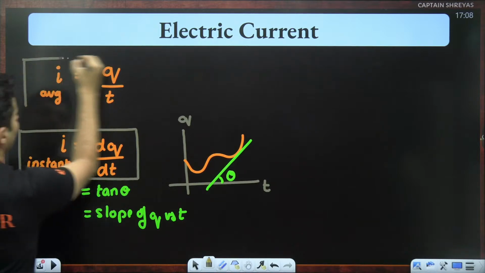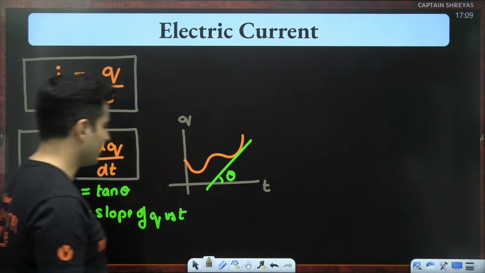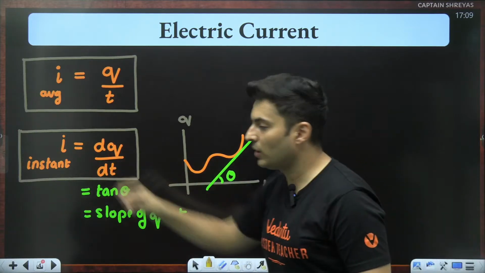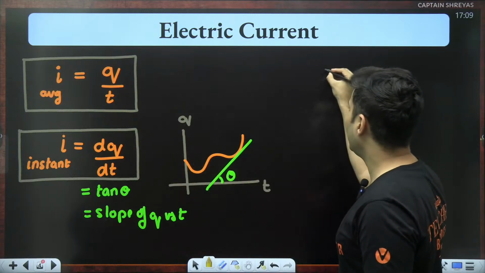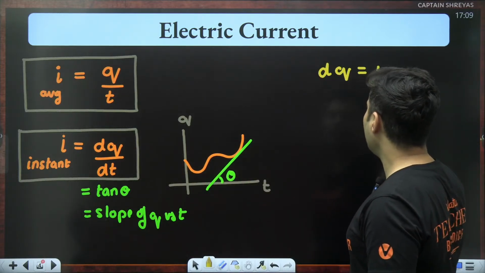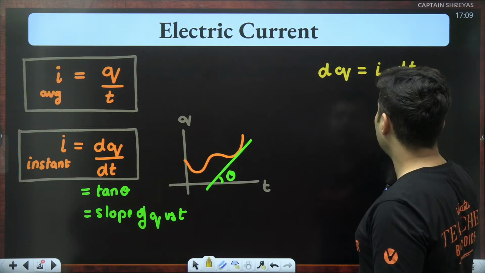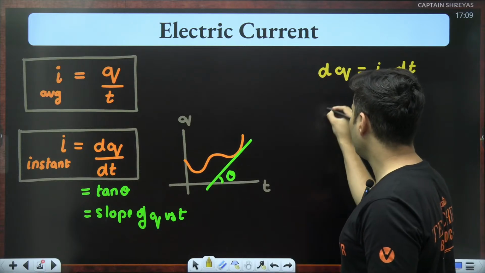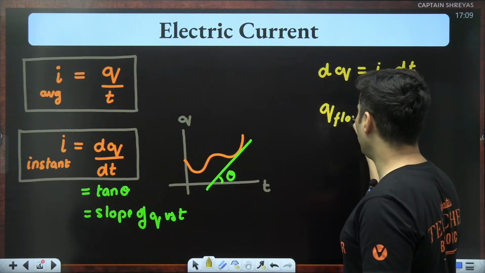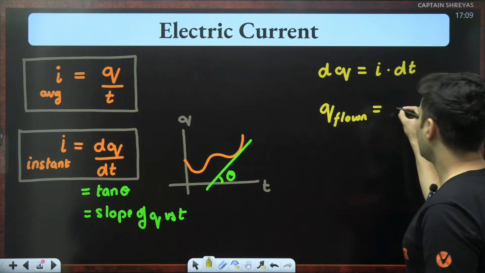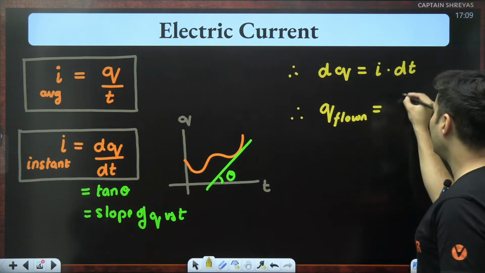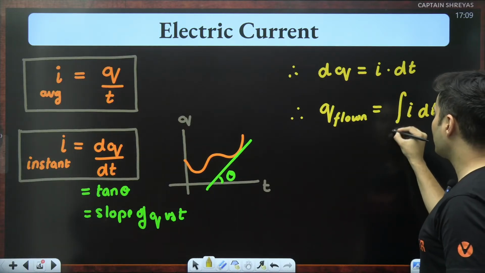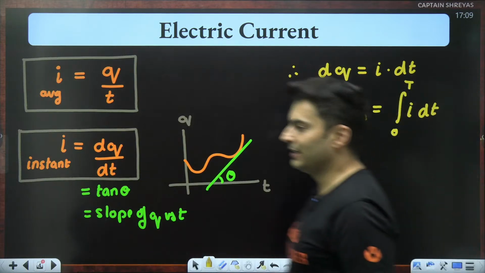This was your average current. Also, you can see that one can easily shift dt to the other side. dq will remain on the left hand side. So therefore, dq will be instantaneous current multiplied by the time. You integrate both sides. What you will get over here is the total charge which has flown, which will be nothing but integration of current with respect to time from some initial time to the final time.